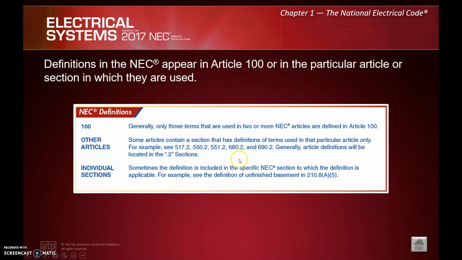As we said, definitions are going to appear in Article 100. We do see definitions in other places. So in other articles, we may have definitions that contain a section that has terms used in that particular article only, or down here individual sections. Sometimes the definition is included in the specific NEC section to which the definition is applicable. Right?